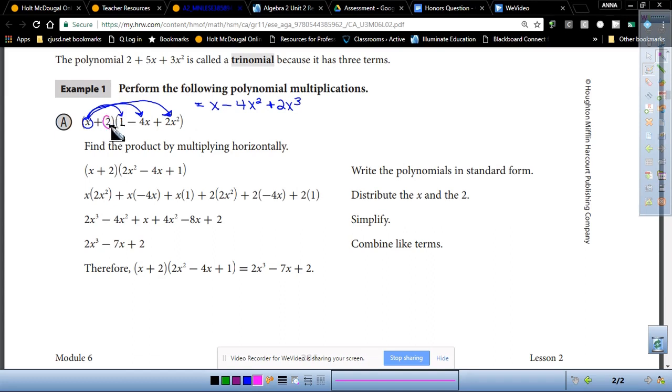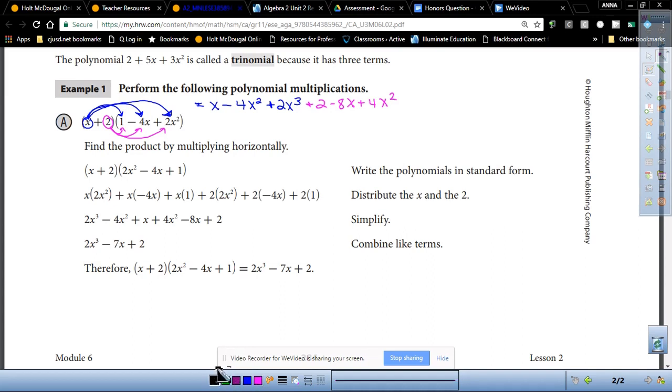Next, I'm going to take my 2 and distribute it. So I'm going to get 2 times 1 is 2. I'm going to get 2 times negative 4x is negative 8x. And now I have to distribute that 2 again. So 2 times 2x squared is 4x squared.